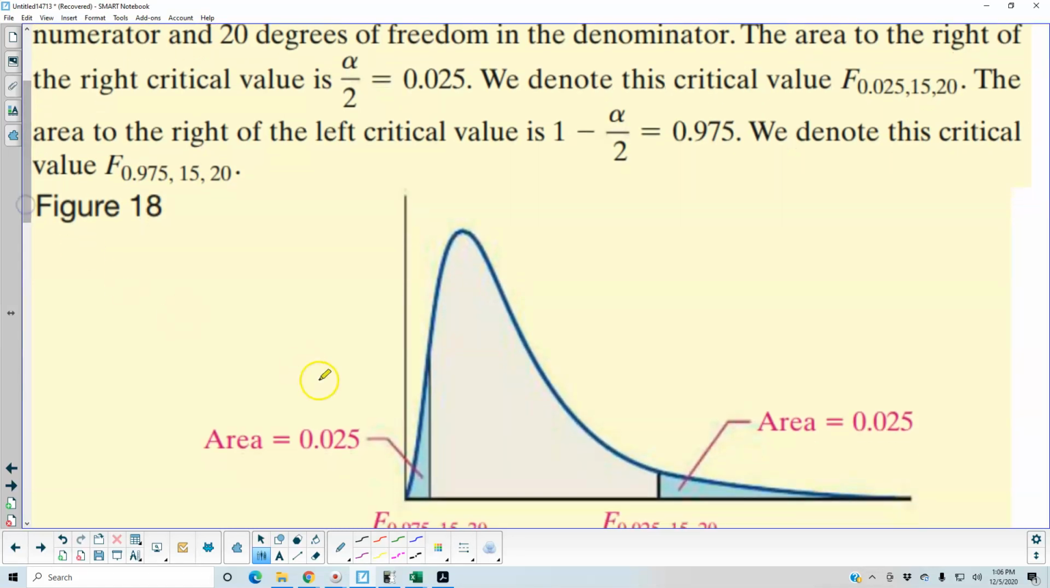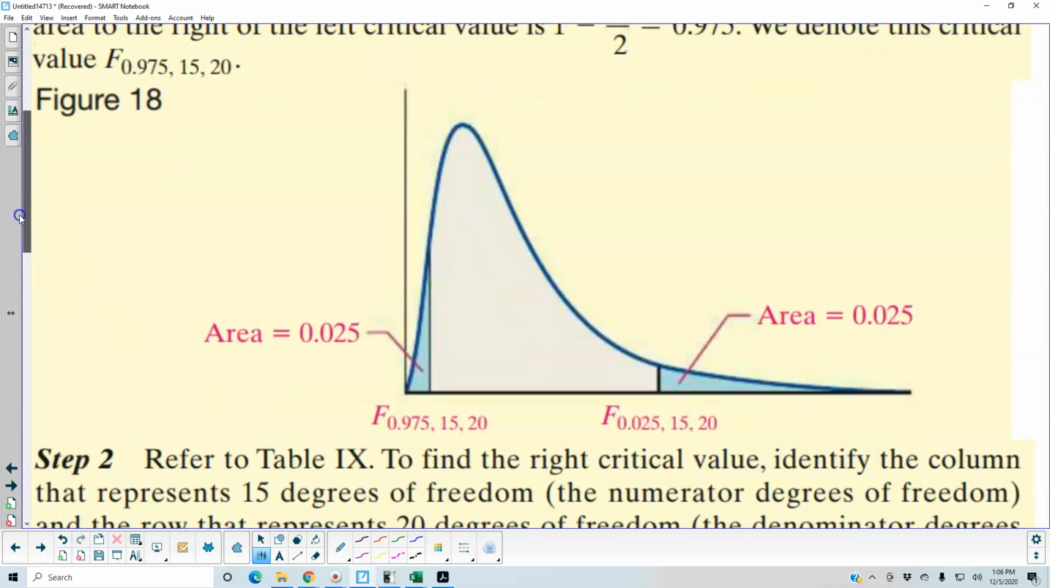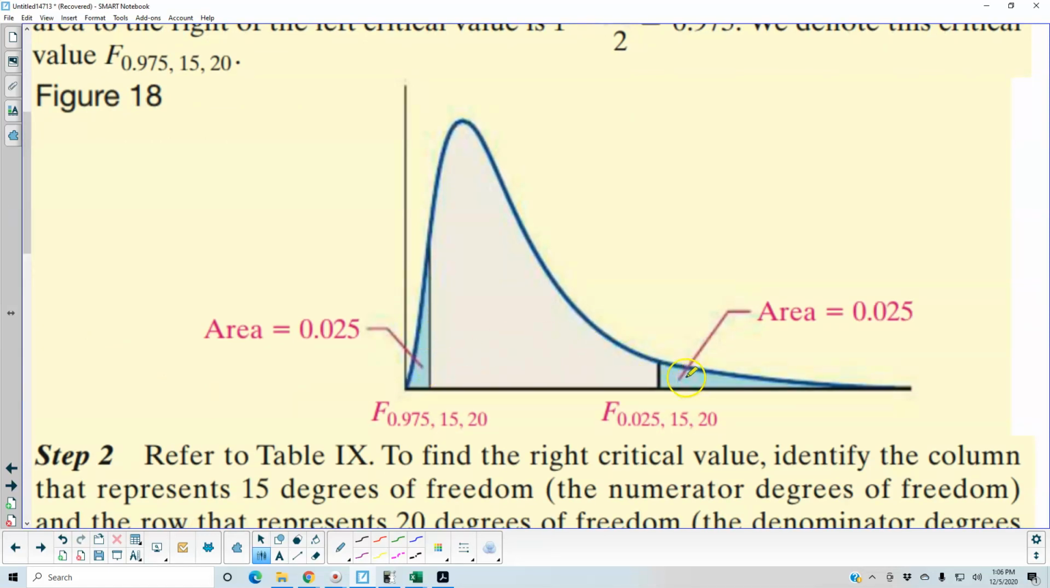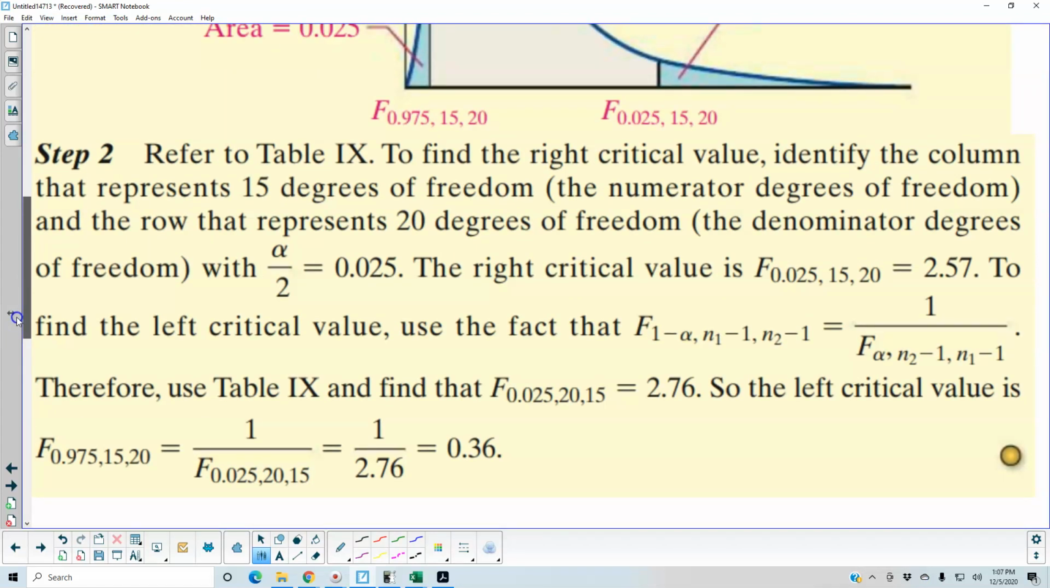Now, the area to the left of the critical value, so from here to here, is going to be 1 minus alpha divided by 2. Well, alpha divided by 2 is 0.025. So 1 minus 0.025 gives us an area of 0.975. So we denote this critical value over here on the left side as F 0.975, 15 degrees of freedom in the numerator and 20 degrees of freedom in the denominator. Again, the only reason we have two critical values is because this is a two-tailed test.